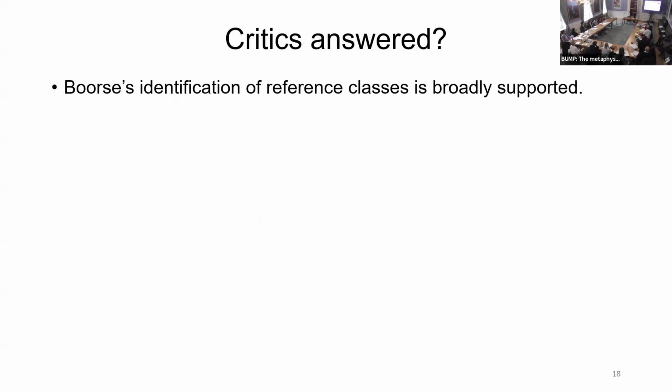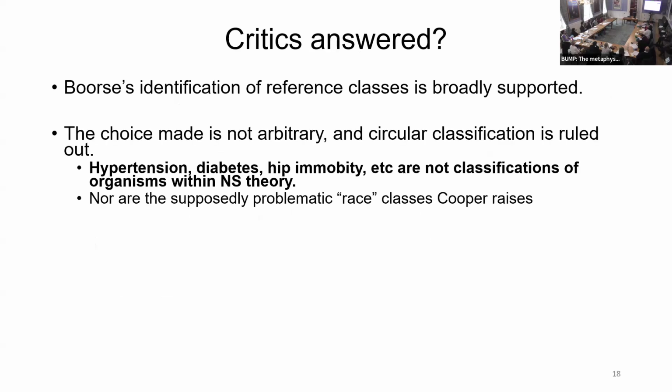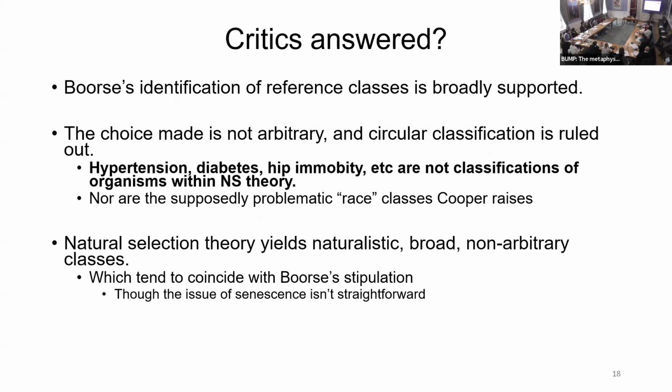So the critics are answered. I think they're broadly supported. Hypertension, diabetes, hypermobility, none of these kinds of things are classifications that are at the core of natural selection theory. It can yield broad classes, contrary to Cooper's worry about collapsing, and non-arbitrary, contrary to Ingham's worries. And they tend to coincide with Boorse's stipulation.